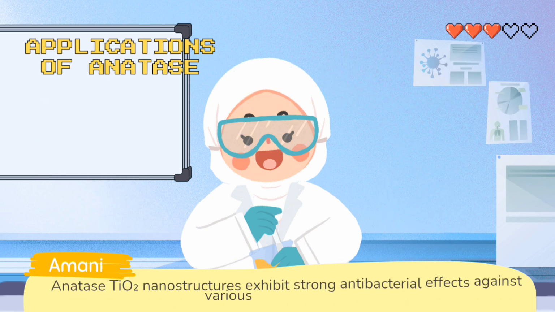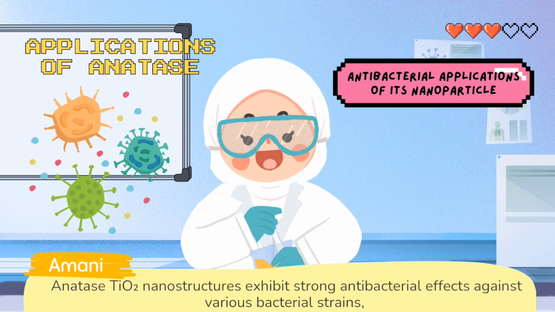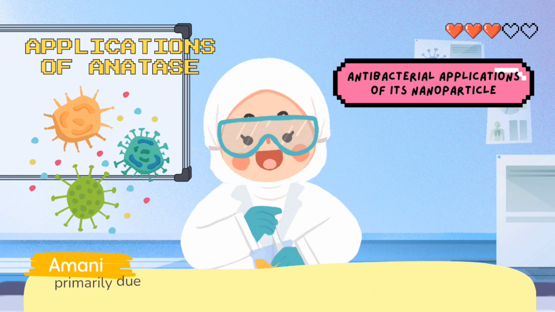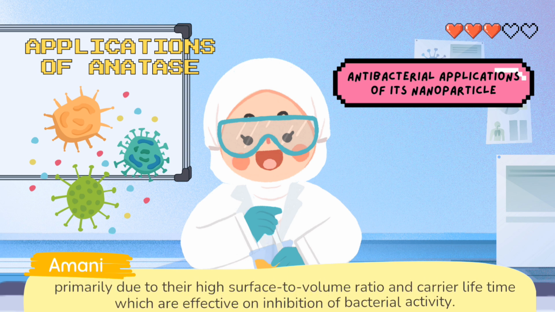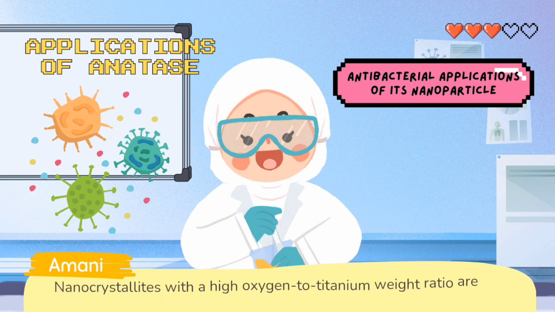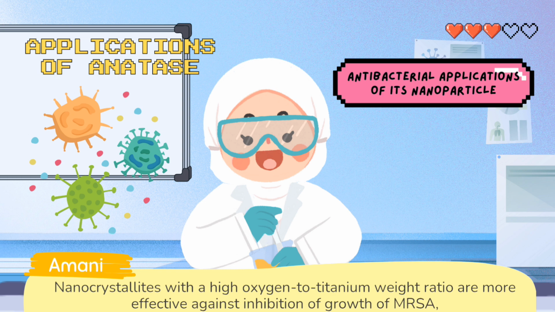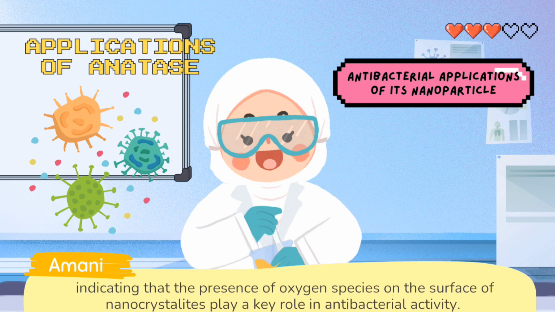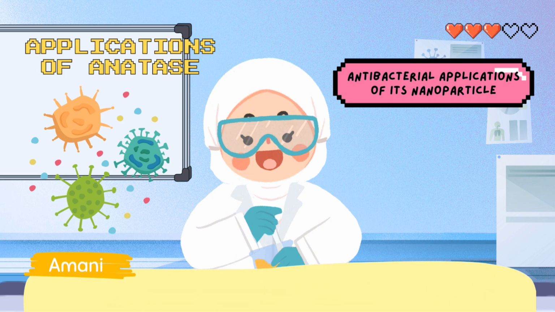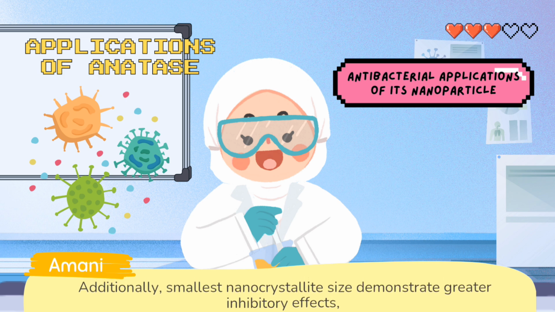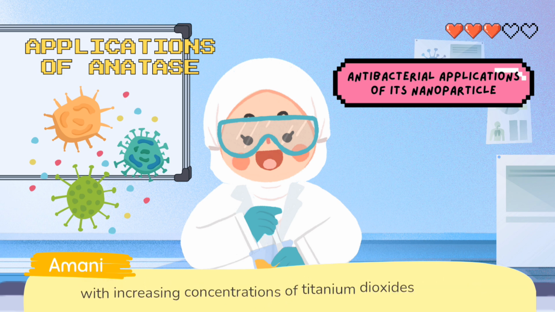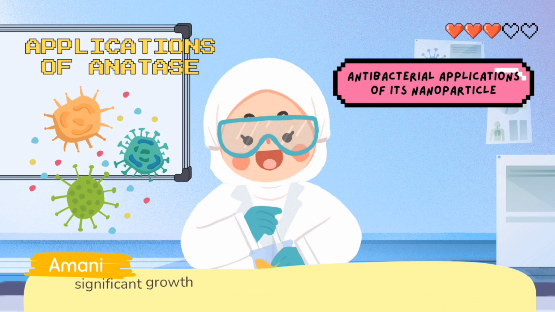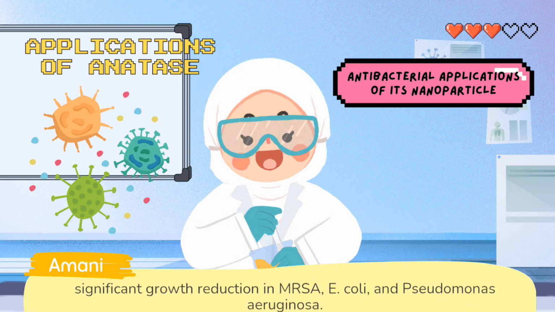Anatase titanium dioxide's nanostructures exhibit strong antibacterial effects against various bacterial strains, primarily due to their high surface-to-volume ratio and carrier lifetime, which are effective on inhibition of bacterial activity. Nanocrystallites with a high oxygen-to-titanium weight ratio are more effective against inhibition of growth of MRSA, indicating that the presence of oxygen species on the surface of nanocrystallites plays a key role in antibacterial activity. Additionally, the smallest nanocrystallite sizes demonstrate greater inhibitory effects, with increasing concentrations of titanium dioxide leading to significant growth reduction in MRSA, E. coli, and Pseudomonas aeruginosa.